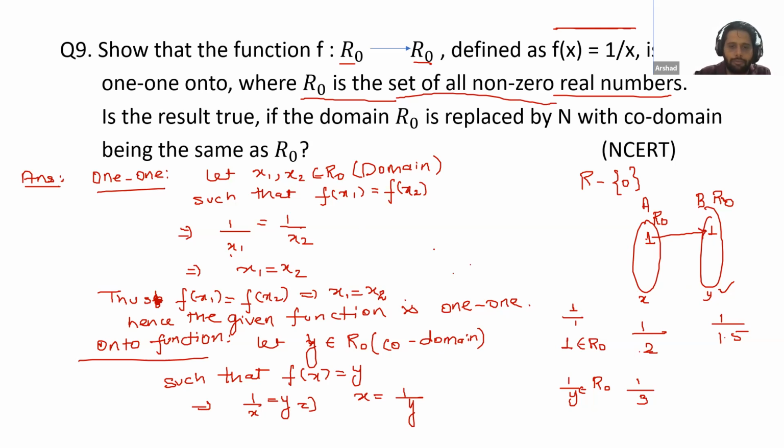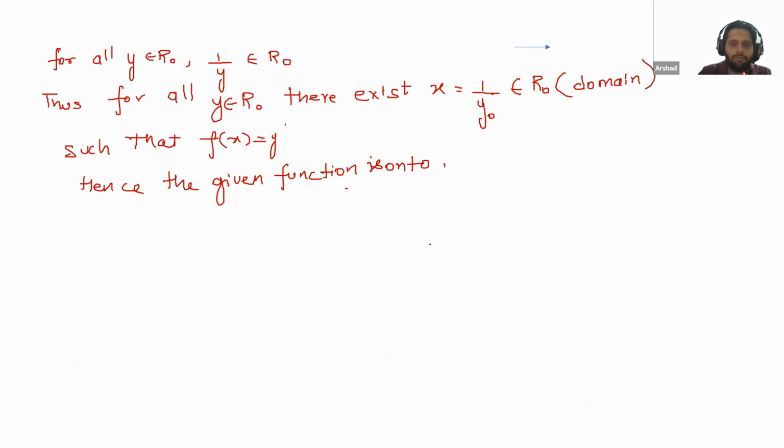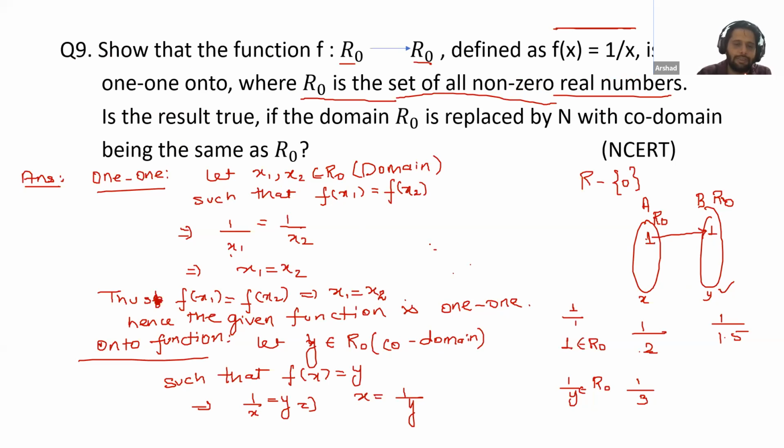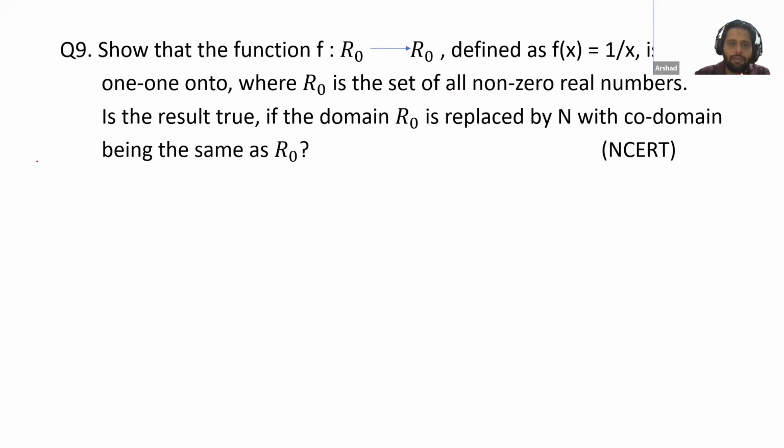Okay. So please note down this. I hope everyone has done this. Now the second part. Okay, I'm going to erase this. You understood the concept. So the second part, I will ask from you. What they're saying in the second part, is the result true if the domain R0 is replaced by N with codomain being the same as R0?